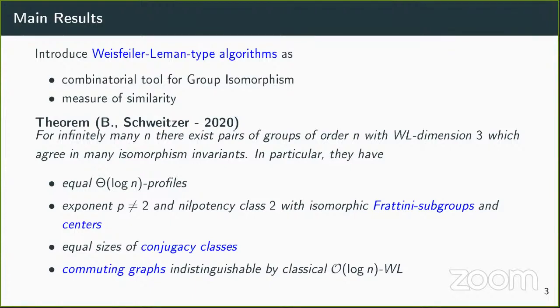Please. So can you comment on what happens if you're allowed to color group elements? For graphs, this is quite a natural operation that we are allowed to color vertices. So do you have any idea what happens if we are allowed to color group elements, with respect to the complexity of the isomorphism problem, but also with respect to Weisfeiler-Leman dimension?